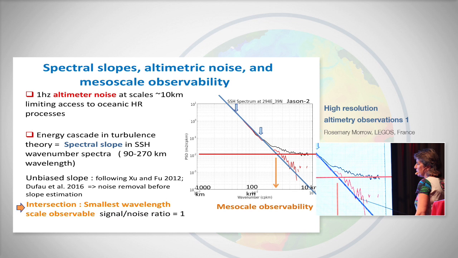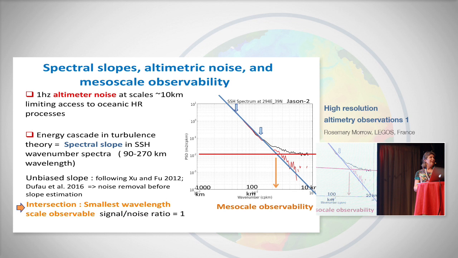And that spectral slope in sea surface height gives us information about the dynamical regime that may be affecting different geographical areas, if it's in a quasi-geostrophic regime, surface quasi-geostrophic regime, etc. Once that's been removed, we can also look at the intersection between those lines to give us some idea about what scales we can observe where the signal here in blue is higher than the noise. If the noise increases, you won't be able to observe the smaller scales. You'll only observe a much larger scale. As the noise decreases, you can observe more and more of the small-scale signals.